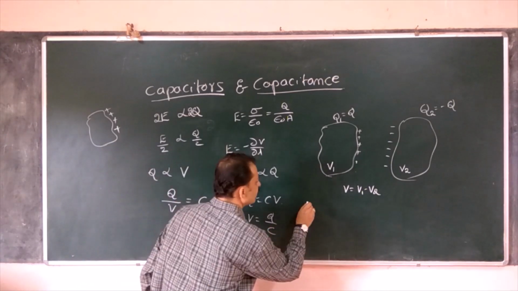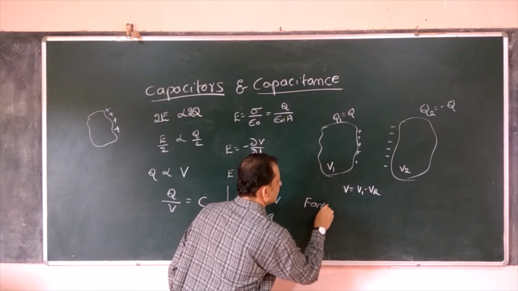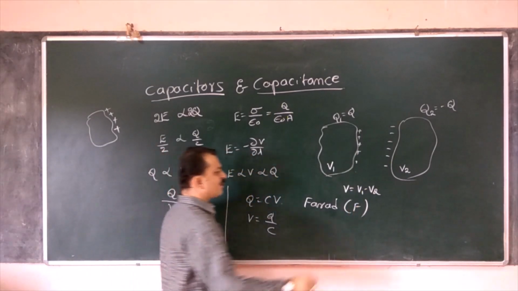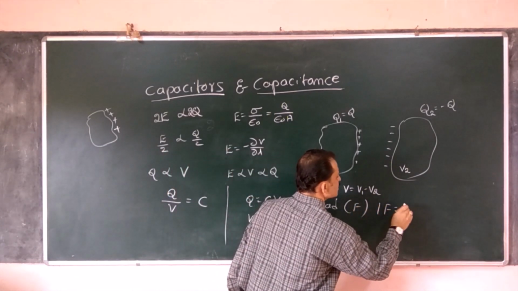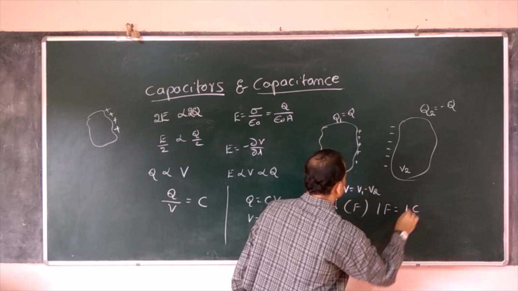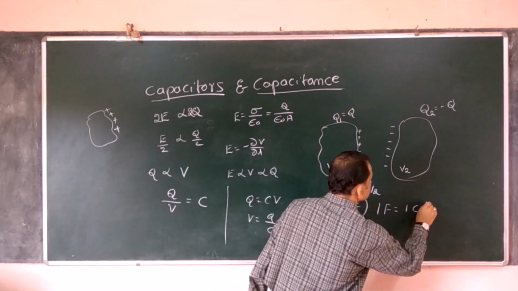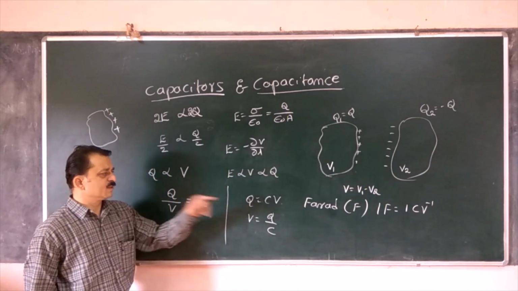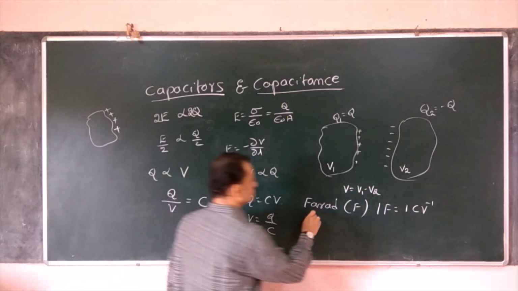Now, what is the SI unit of capacitance? It is farad. We denote it by F. Therefore, 1 farad is equal to 1 coulomb per volt. That is 1 farad that we write.